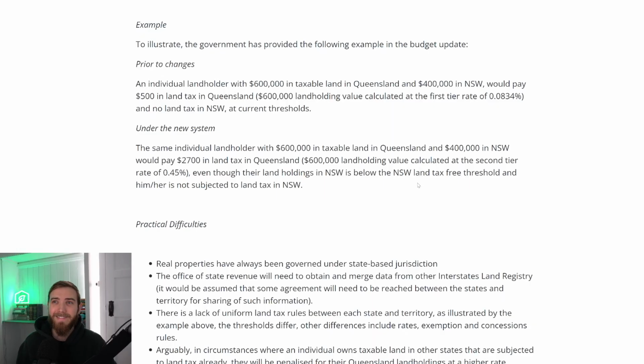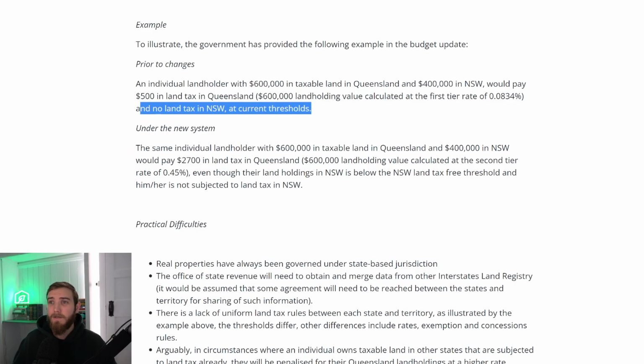Now let's break that down with some real numbers and an example here on screen. This was provided by the Queensland government. So prior to the changes, an individual landholder with $600,000 in taxable land in Queensland and $400,000 in New South Wales would pay $500 in land tax in Queensland, which is 0.0834% of their land value, and no land tax in New South Wales at the current thresholds.